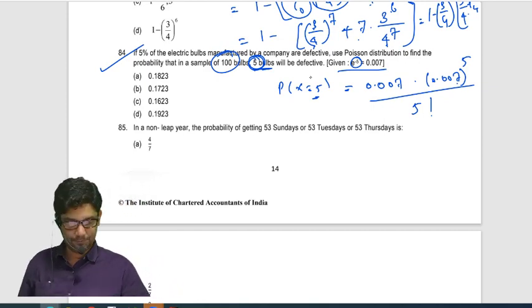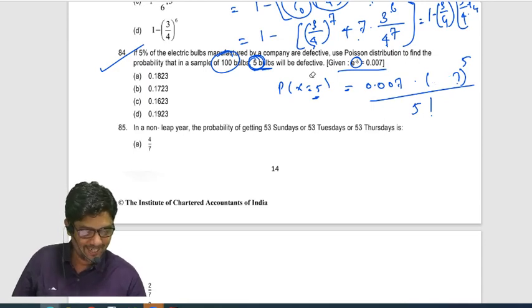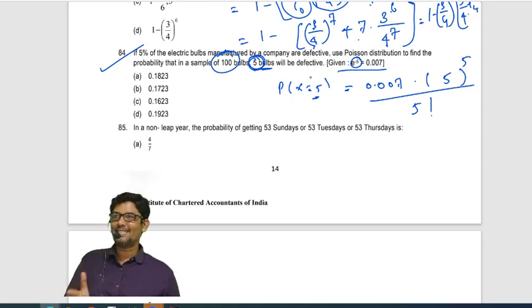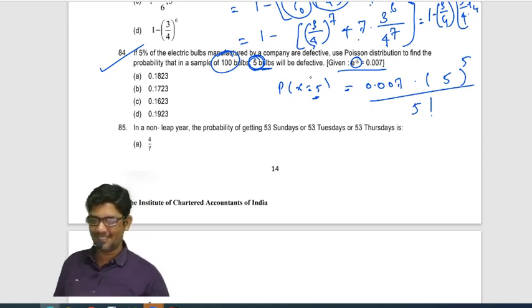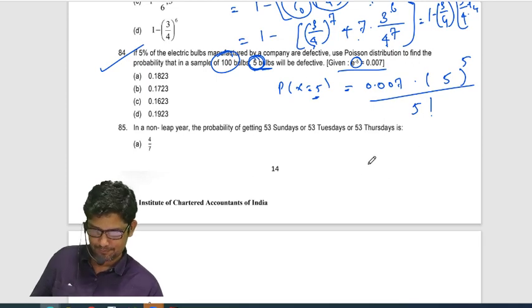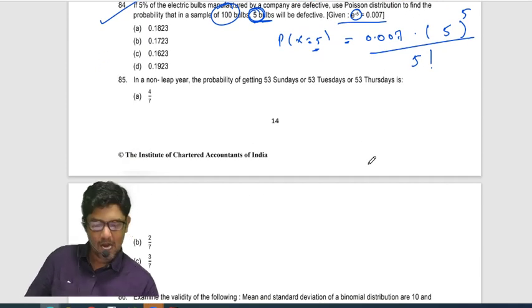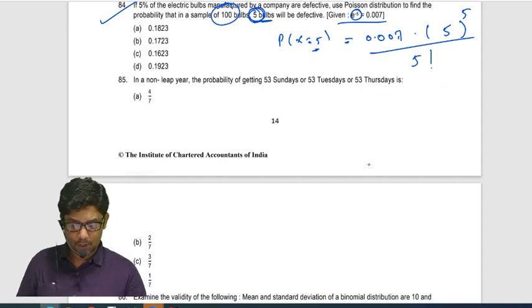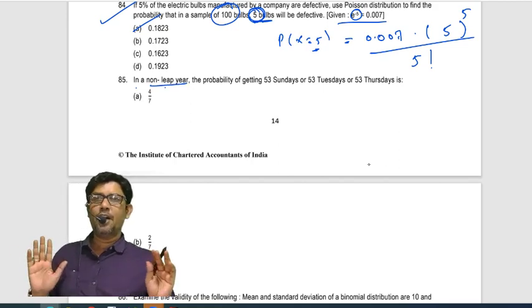Calculator mat. Sorry, my bad. 5 power 5. m power x. m is nothing but 5 only. My bad. Okay. So now what will get the answer, my dear? Option A.